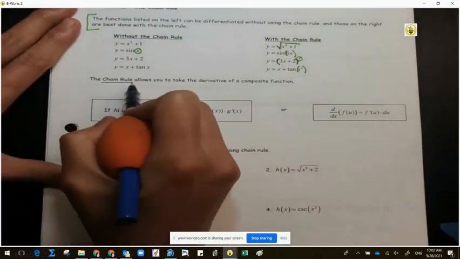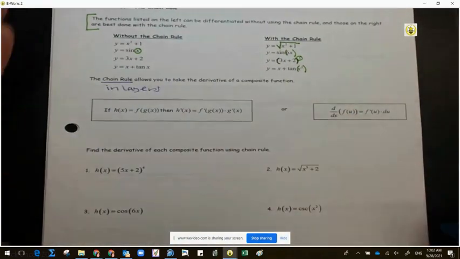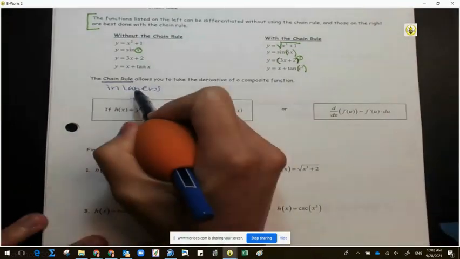So in general, chain rule is done in layers. We do one layer at a time. It is done in layers.